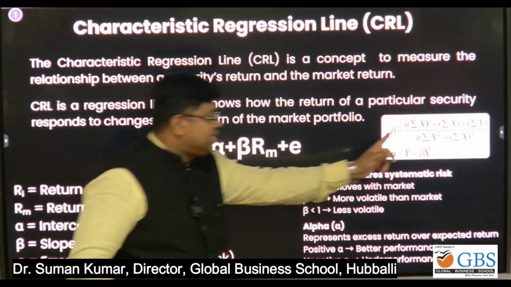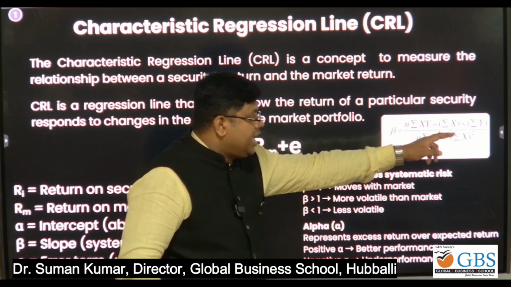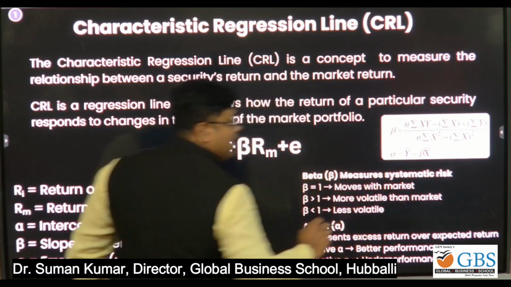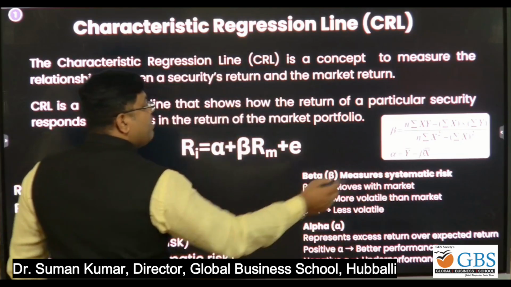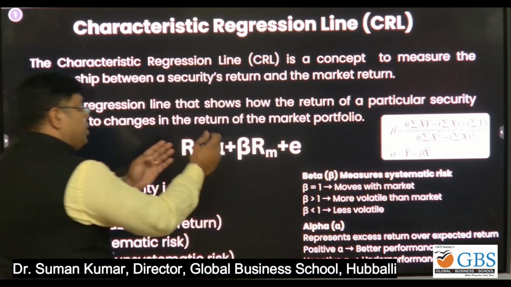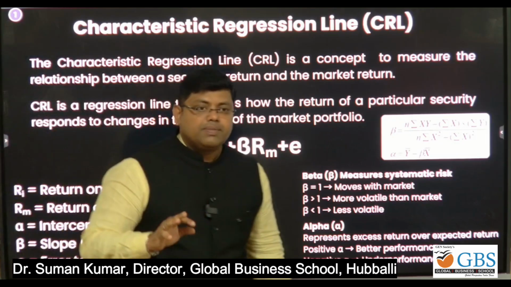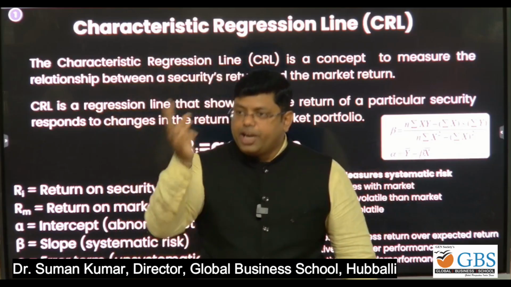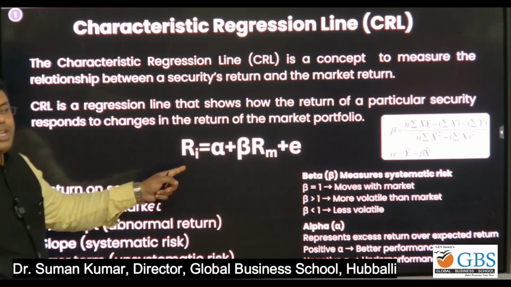How to find out beta? Very simple. Beta is equal to n into summation xy minus summation x into summation y, all divided by n into summation x square minus summation x whole square. This is the formula to find beta. And alpha is equal to y bar minus beta x bar. When we get alpha and beta, we substitute in this equation and find out Ri. Very simple. So in this kind of concept, first our job will be to find the beta by using this formula. Then we find alpha by using this formula. Then the return on the individual script we can find out by using this formula.